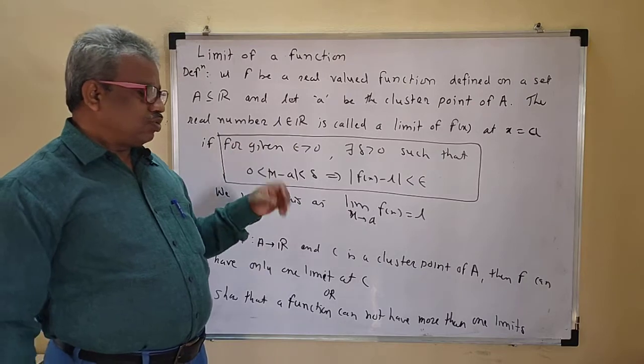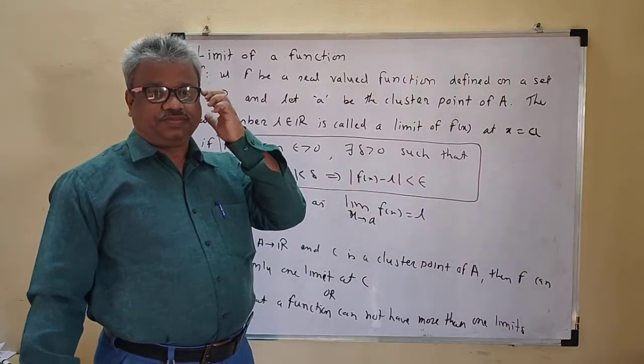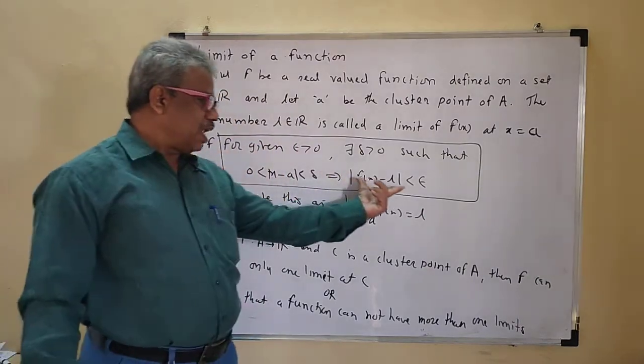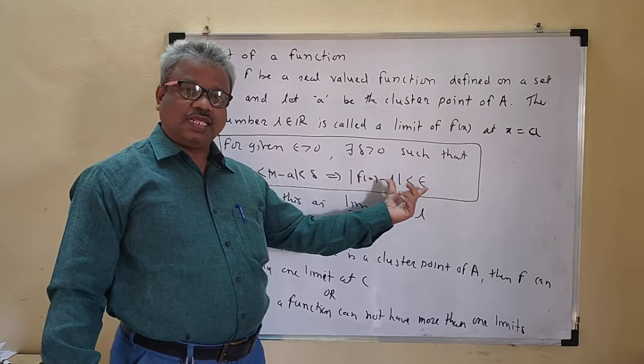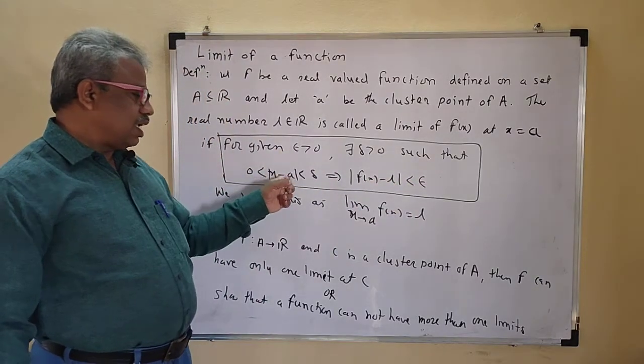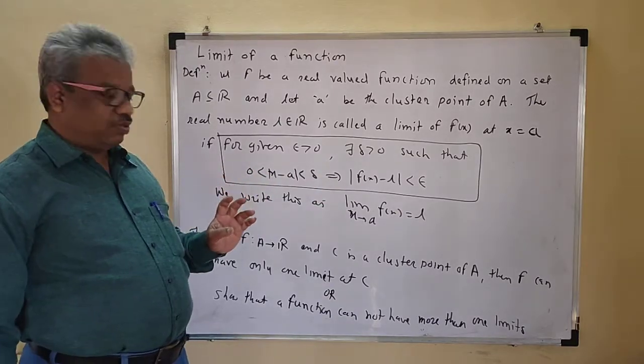If you want to prove this, you have to prove that the delta exists. Epsilon is given to you, that means this part is given: mod of f of x minus L is less than epsilon. We want to show that there exists a delta greater than 0 such that whenever x minus a is less than delta, then mod of f of x minus L is less than epsilon.